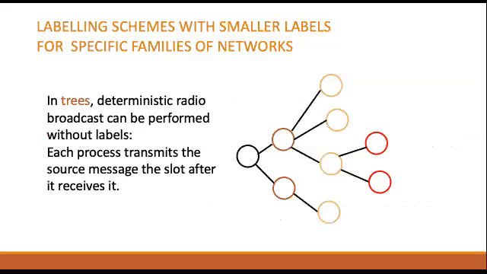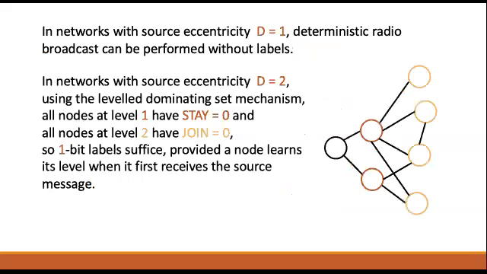For some families of networks, it's possible to perform deterministic radio broadcast using smaller labels. For example, in trees, labels are not needed. Each process simply transmits the source message in the slot after it first receives it. The structure of the network ensures that there are no conflicts. In networks with source eccentricity 1, the source directly transmits the message M to all other nodes, so deterministic radio broadcast can also be performed without labels.